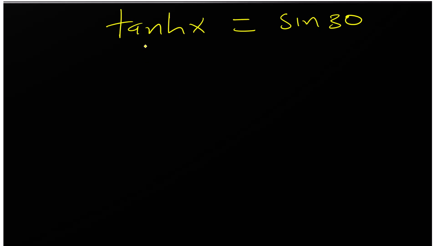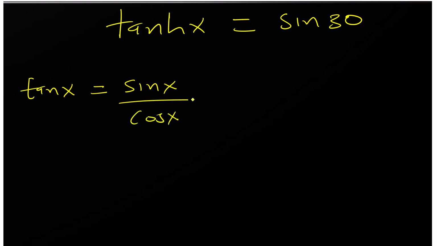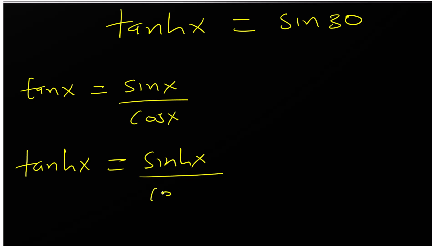Now, let's solve for x, and don't forget that this one is a hyperbolic function. So, in normal trig, this is tan x. So, tan x is sine x over cos x. And the hyperbolic, this side will be tanh x. We add h. It's the same as sinh x over cosh x.